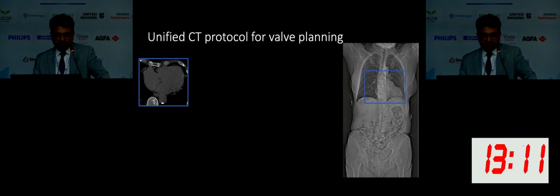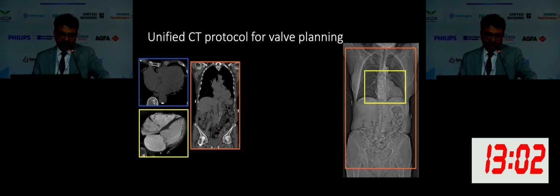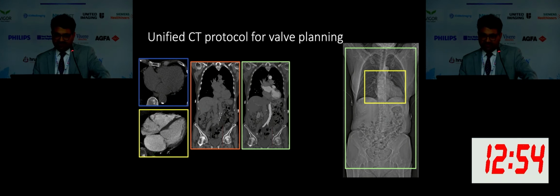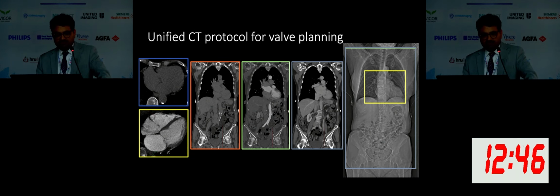All right, so our protocol includes a topogram of the chest, abdomen, and pelvis. We start with a non-contrast gated CT of the heart, and then we do a non-con of the whole chest, abdomen, and pelvis, which is followed by a retrospectively gated acquisition of the heart only, followed by a flash CTA of the entire chest, abdomen, and pelvis, and a 2-minute delay. And we use this for all our valve planning.